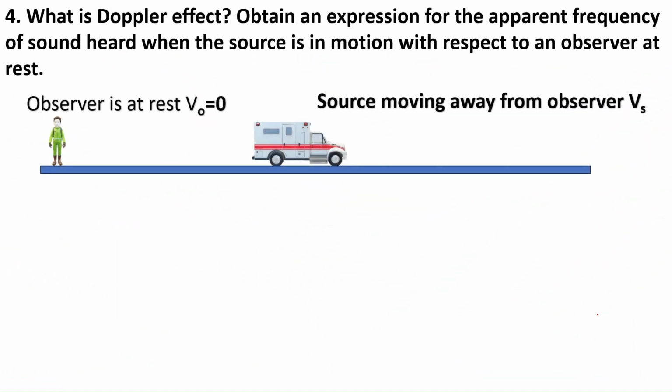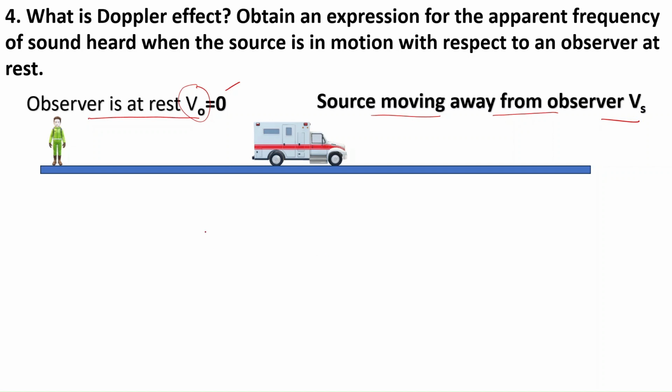Now let me start the first case. Now here in this first case you observe that the observer is at rest. So the observer velocity v0 is equal to 0, but the source is moving away from the observer, which is vs.